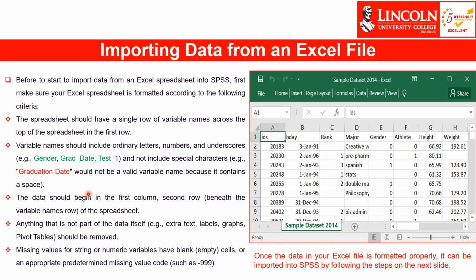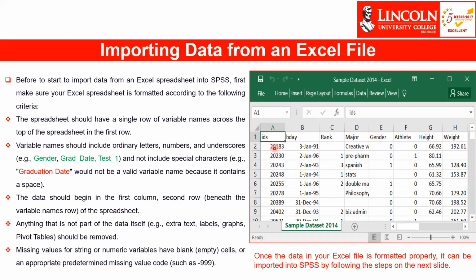Now, the data should begin in the first column. The first column cannot be empty. This is another condition that you must make sure that you comply with. So data should begin in the first column, second row, beneath the variable names of the spreadsheet, which is over here.